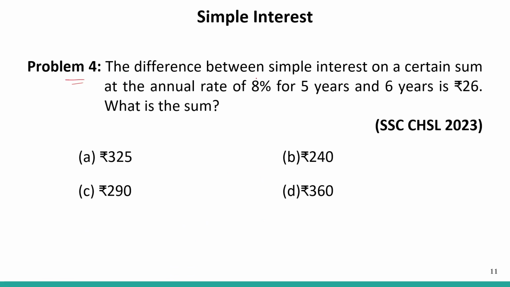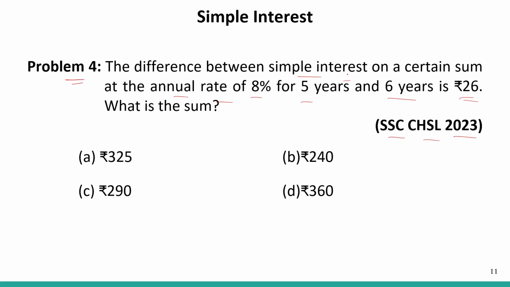Okay, so the difference between simple interest on a certain sum at the annual rate of 8% for 5 years and 6 years is actually 26. So this question has been asked in the SSC CHSL 2023 paper. Okay, so let's see whether 325, 290, 240 or 360, which among these is the correct answer.